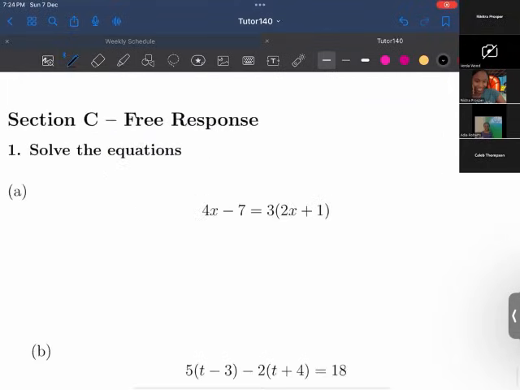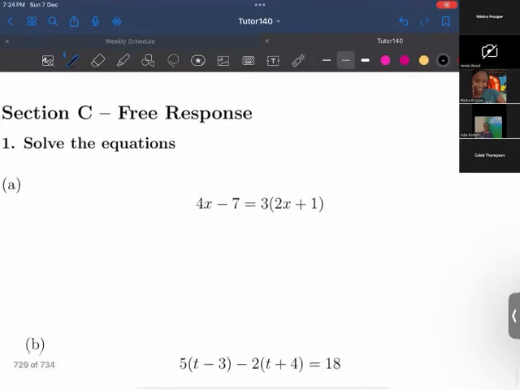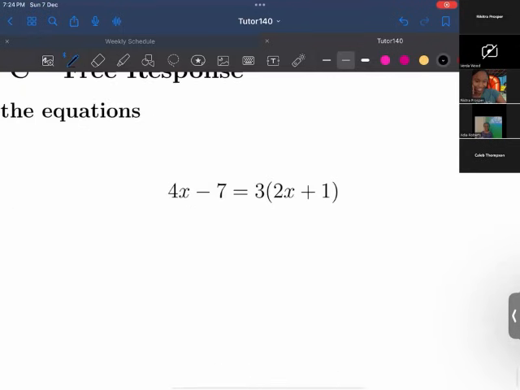So free response. I would encourage you, please don't leave this blank. Answer as best as you can, because I can't really give you pity points if you don't put anything there. So what I'm going to do is 4x minus 7 equals, I'm going to distribute the 3. 3 times 2x is 6x. And then 3 times 1 is 3, so 6x plus 3.